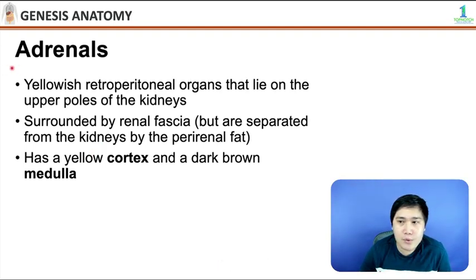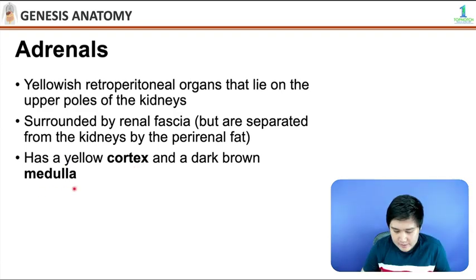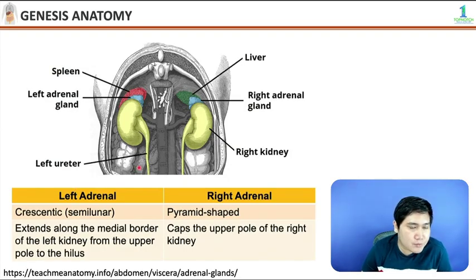Your adrenals, on top of each kidney, are yellowish retroperitoneal glands that lie on the upper poles of the kidneys. They are covered by the renal fascia. It has a cortex as well as a medulla. This is your left adrenal, and this is your right adrenal gland.